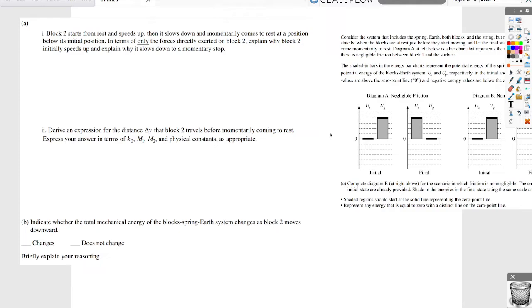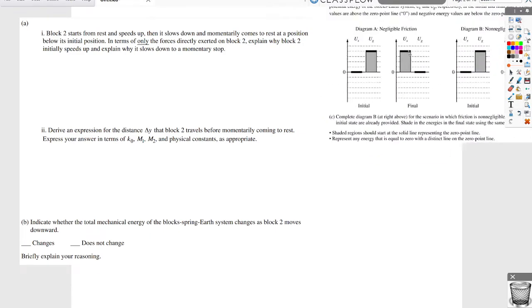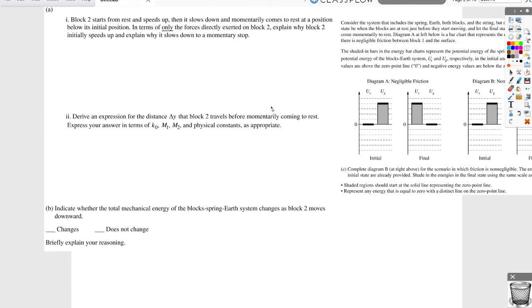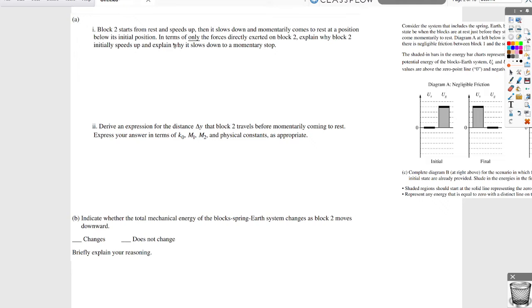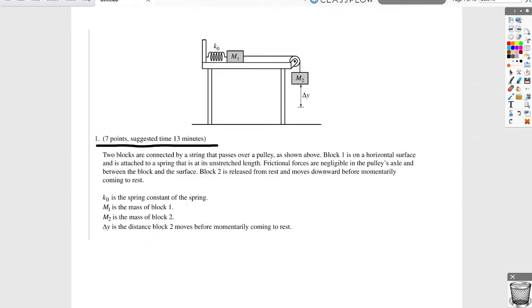Block 2 starts from rest and then speeds up, then it slows down momentarily, and comes to rest at a position below its initial position. And in terms of only the forces directly exerted on block 2, explain why block 2 initially speeds up, and then explain why it slows down to a momentary stop.